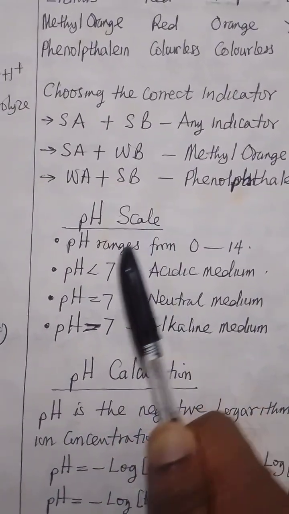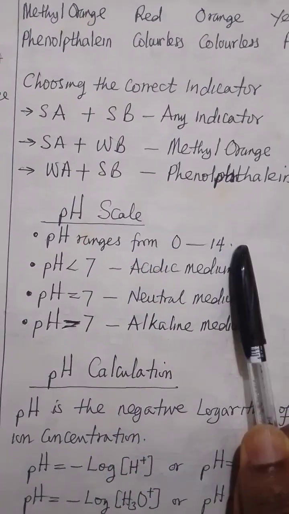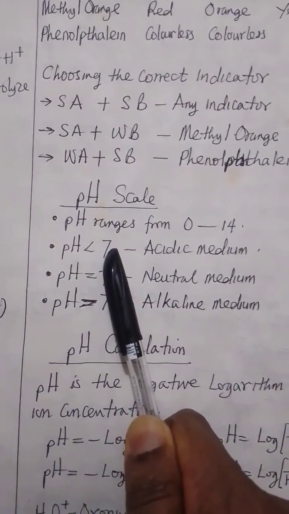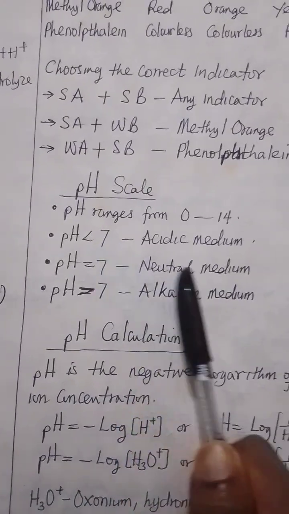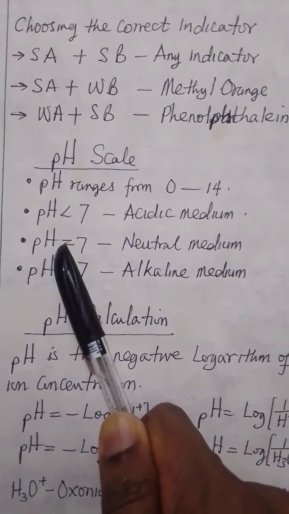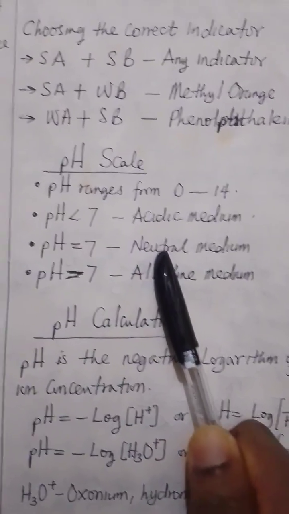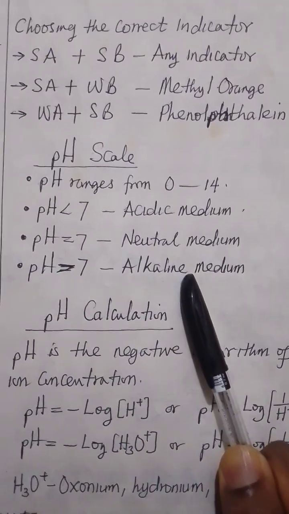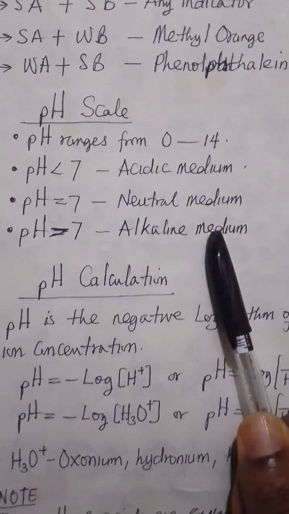pH scale. Our pH scale ranges from 0 to 14. So if your pH is less than 7, then it is an acidic medium. If it is equal to 7, that means the medium is neutral. If it is greater than 7, then it's an alkaline or basic medium. This will take us to pH calculation.